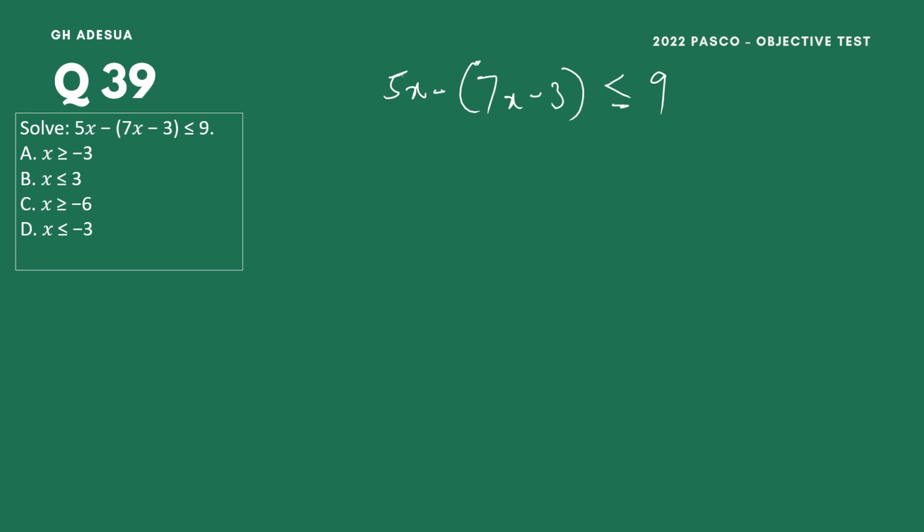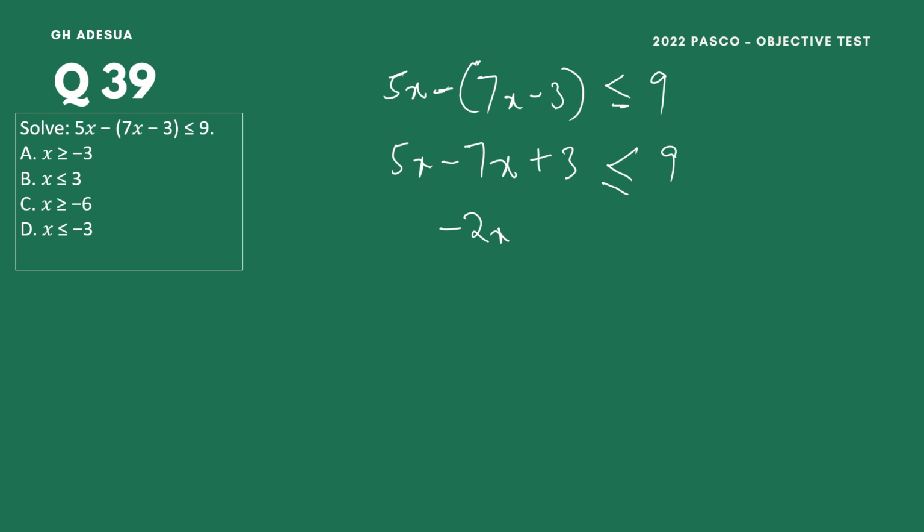So we are now going to have 5x. You know, this x multiplies the bracket. So we are going to have minus 7x. And this negative multiplying negative 3 becomes positive 3. Then less or equal to 9. We simplify and group like terms. You know the 5x minus 7x would give us negative 2x.